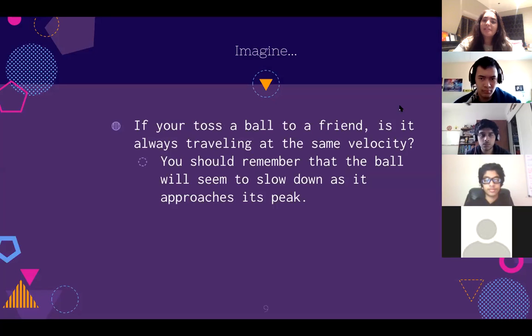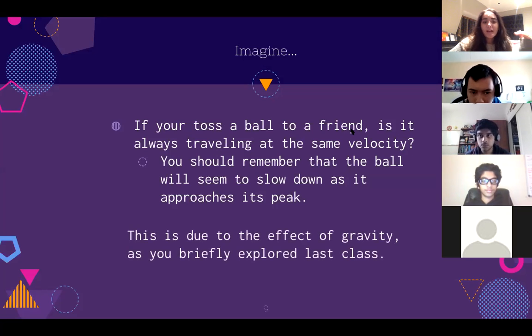So the first part is trying to imagine what projectile motion is. A very common example is when you toss a ball up to your friend. And during this motion, it's very similar to what we've been talking about before. It creates that arch where at the peak, the velocity is 0. And this is, again, due to the effect of gravity and the acceleration due to gravity, which is negative 9.8 meters per second squared.